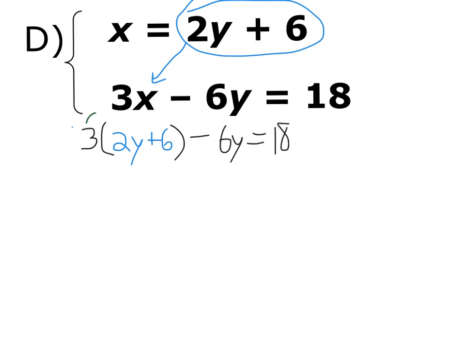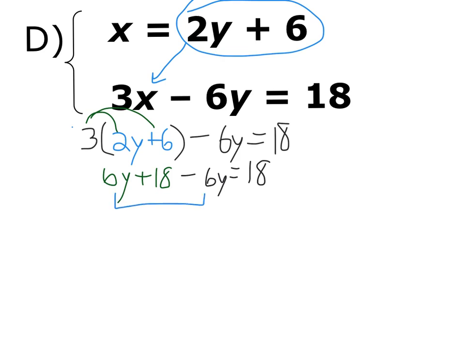From here we distribute. Again, this gives me 6y plus 18 minus 6y is equal to 18. Combining like terms then, we see that we have our y's cancel to give me 0y, and I'm left with 18 is equal to 18.